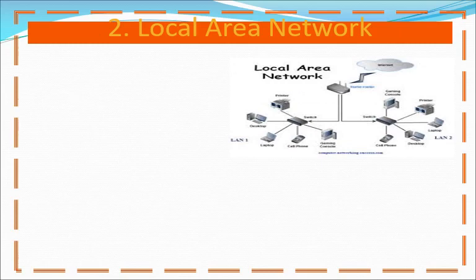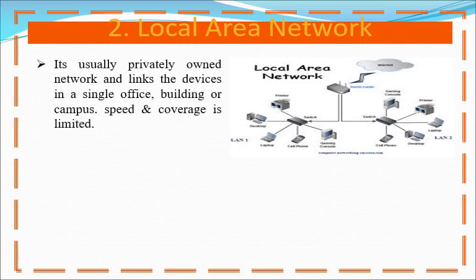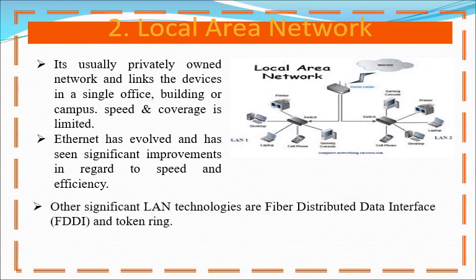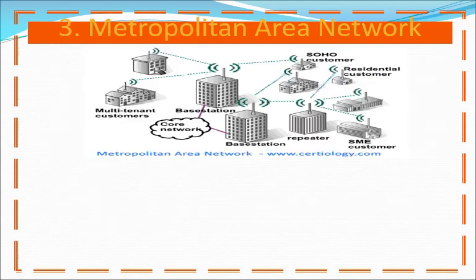Next, let us see local area network, the second type of network. It is usually a privately owned network and it will link the devices in a single office or building or within the campus. The speed and coverage of the local area network is limited. Ethernet has evolved and has seen significant improvement in regard to speed as well as efficiency. Other types of LANs which are significant are fiber distributed data interface and token ring configuration.